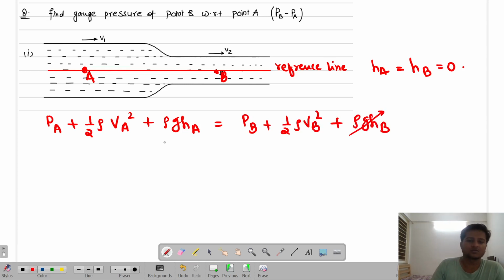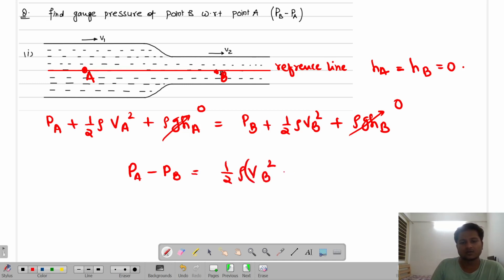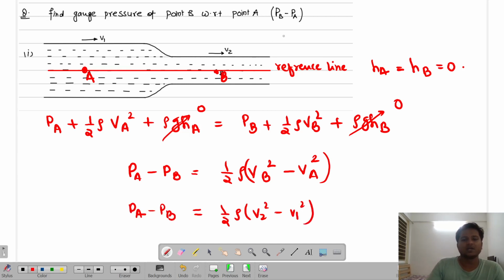So this is similar to 0. You just write similar to 0. So P of A minus P of B will appear as half rho, V of B square minus V of A square. V of B and V of A is given to you. P of A minus P of B is half rho, V2 square minus V1 square. If the area here and the area here were known, then we would know the relation between V1 and V2 also.